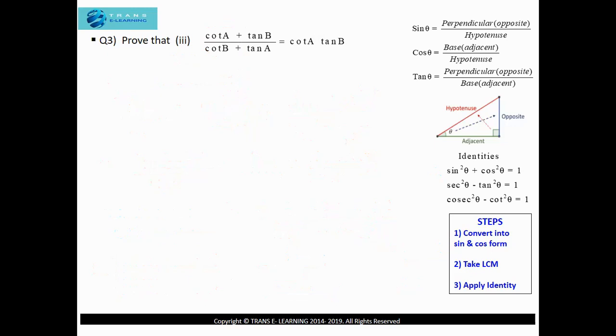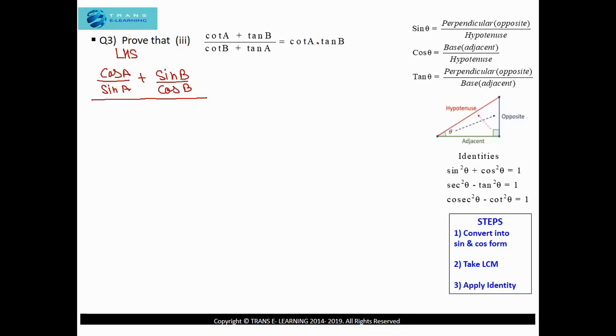Next question. We have to prove that (cot A plus tan B) upon (cot B plus tan A) is equal to cot A into tan B. Oh, it's a little bit confusing like that, but nothing to worry about. We're gonna solve this. So here again I will be solving the left hand side and applying the first step to convert it into sine and cos form. I can write cot A as cos A upon sine A and tan B as sine B upon cos B.